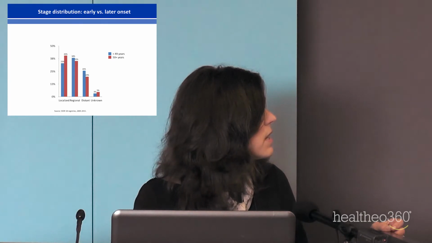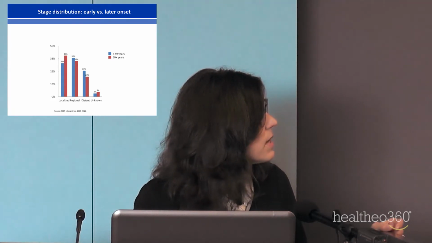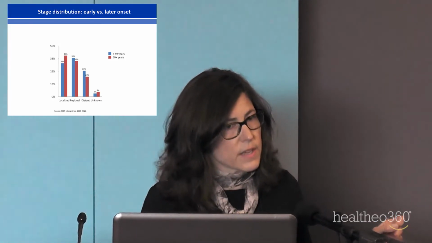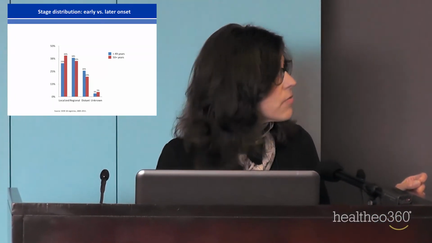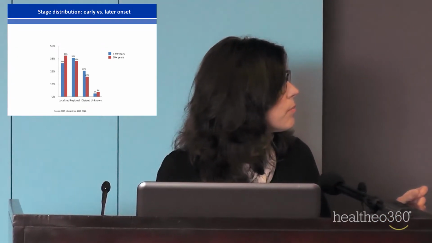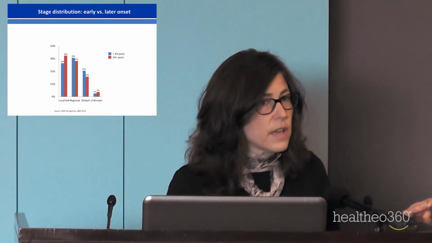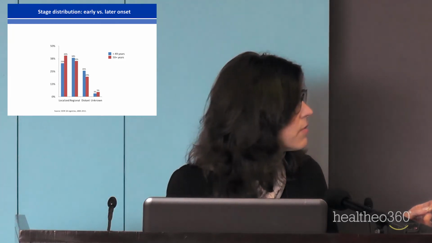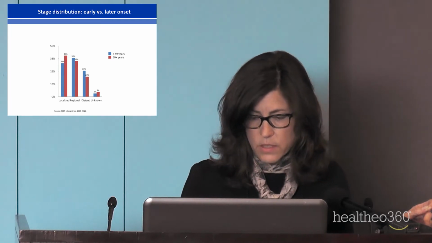And this is because of the delayed diagnosis for younger patients, but it may also reflect insurance status, because people under 50 are 3 times more likely to be uninsured than those over 50. And people who are uninsured are diagnosed at a later stage. Hopefully, as more young people obtain coverage with the Affordable Care Act, we'll see a stage shift for the young patients.